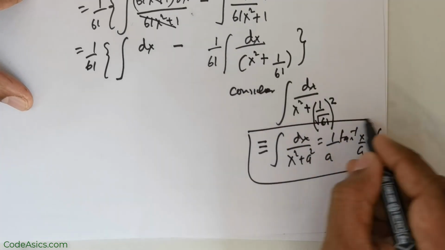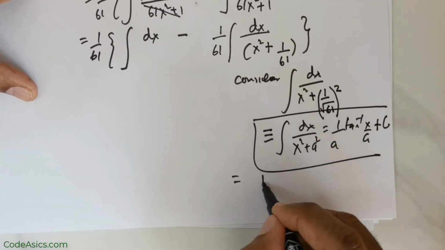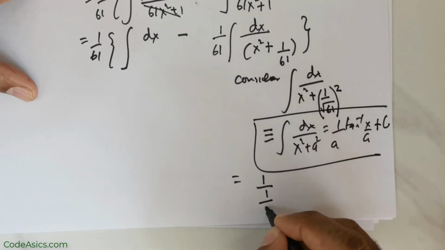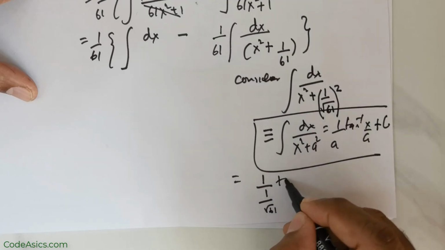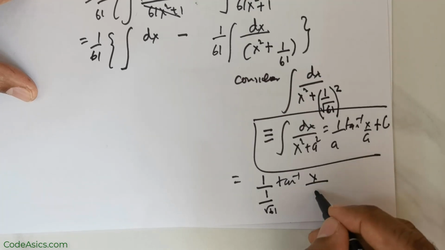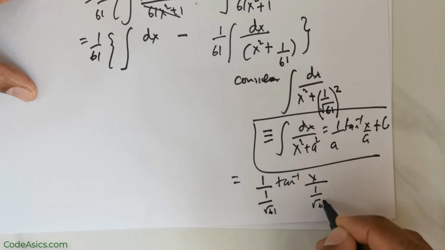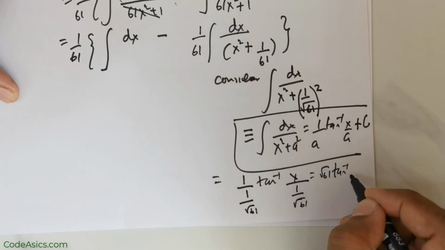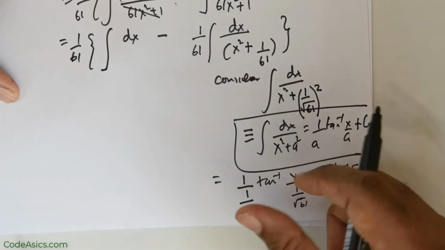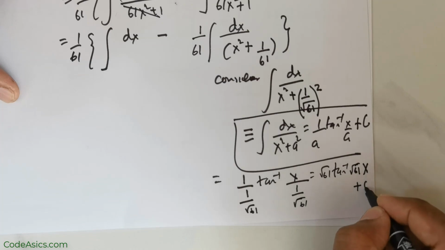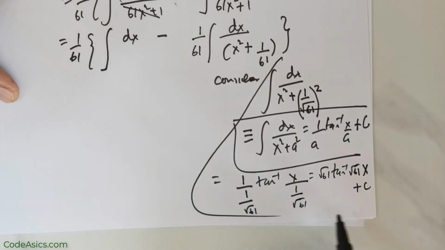So if I were to use this formula to rewrite this, this entire component is a. So a is 1 over root 61. That is multiplied by tan inverse of x divided by a, which is 1 over root 61. Now this can be rewritten as root of 61 times tan inverse of root of 61 times x plus arbitrary constant c. This is what you will get.